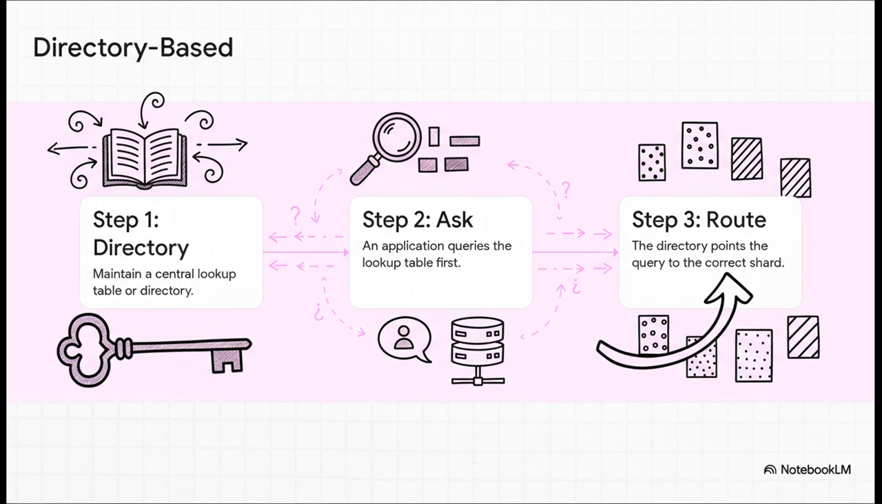Okay, our third strategy is directory-based sharding. This one is all about flexibility. The idea is you maintain a central lookup table. It's basically a map. Before your application goes to get some data, it first asks this central directory, hey, where can I find the data for user 123? And the directory then points the application to exactly the right shard.